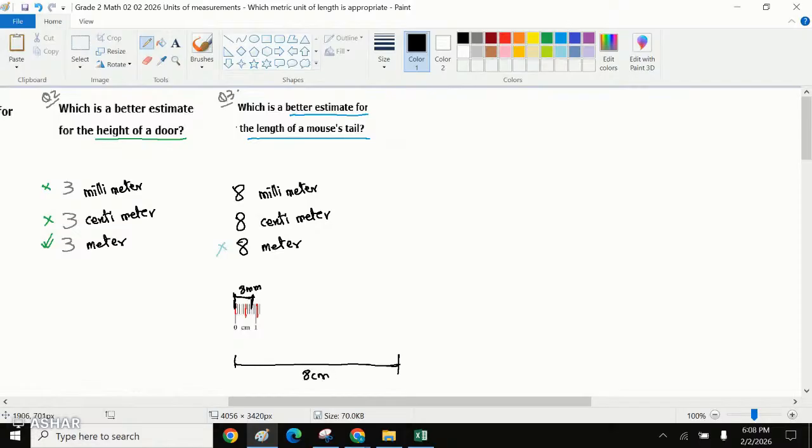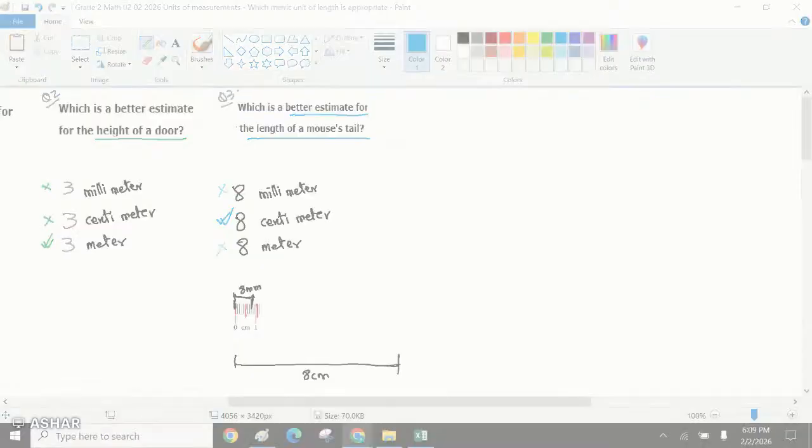If this is 8 centimeter, right? So we can say it cannot be very short. It cannot be very long, but it could be a mediocre height, 8 centimeter, right? Agreed? The length of a mouse tail can be 8 centimeter. Agreed? Okay. Let's try another question.